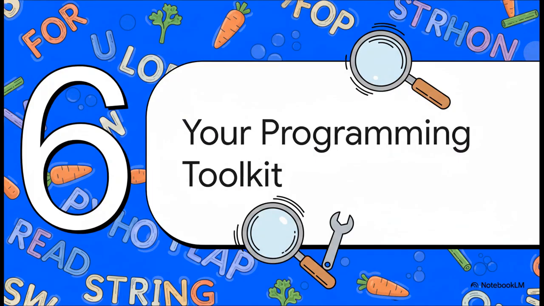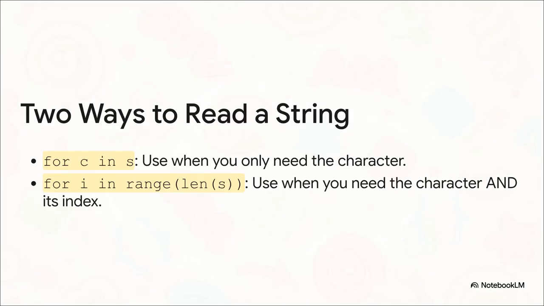So, there you have it. We've just added two absolutely fundamental tools to our programming toolkit. Each one is designed for a very different job when it comes to reading and understanding text. The big takeaway here is just knowing which tool to grab from the toolbox. You just have to ask yourself one question. Do I only care what the character is? If you're just, say, counting vowels, then the simple for c in s loop is perfect. It's clean, it's easy, but the second you need to know where that character is located in the string, you need the power of indexing with for i in range(len(s)). Choosing the right tool for the job, that's what so much of programming is all about.